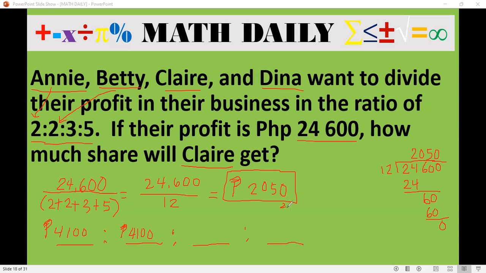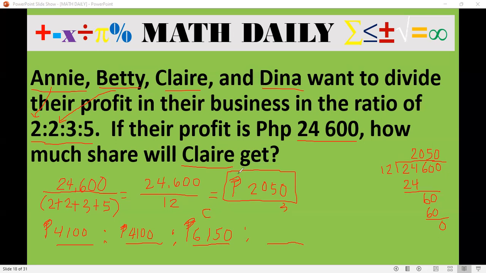So if you're going to multiply that by 3, you have 0. And then 5 and 3, that becomes 15. And then you have to regroup 1. So we have 1 there, and then 6,000. So this means that is 6,150. This is now the share of Claire.